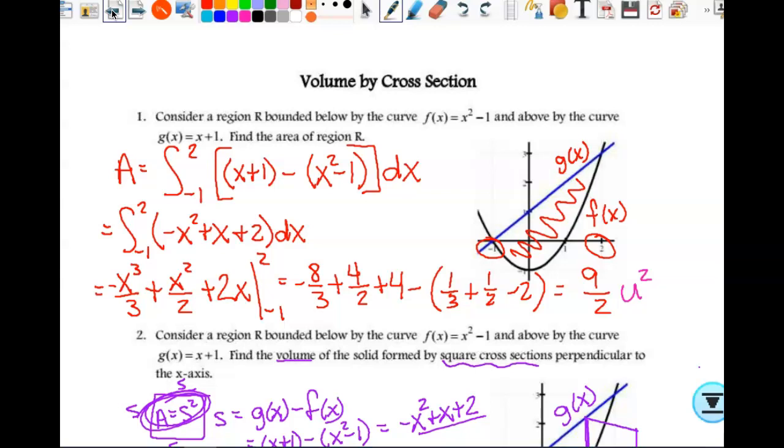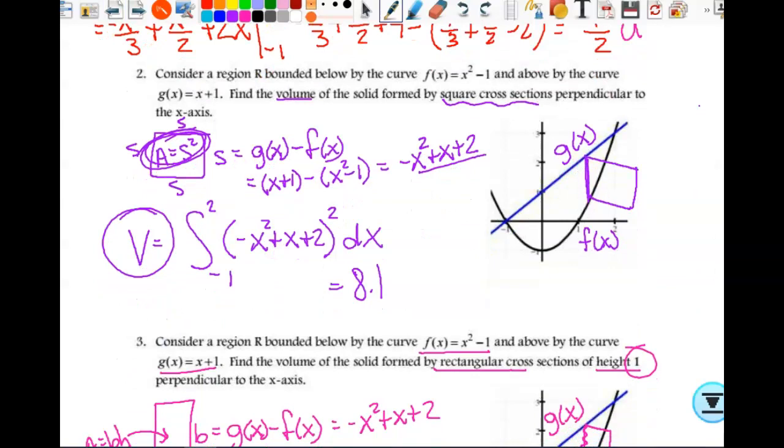Okay? All right, so first one was just like finding area between 2 curves, top minus bottom with respect to x. Yes? All right, so square cross-sections. Okay, fingers crossed you get square cross-sections, right?